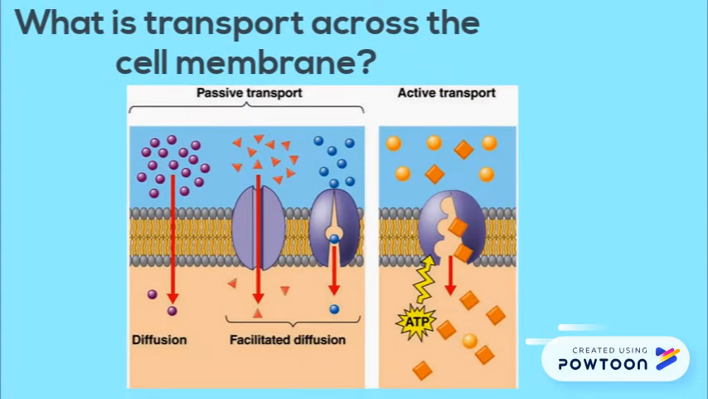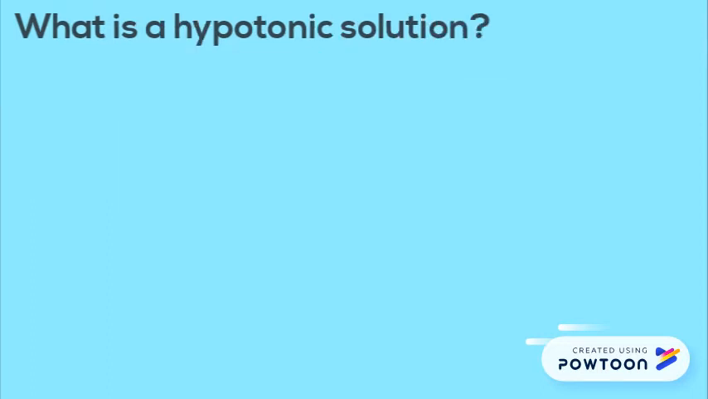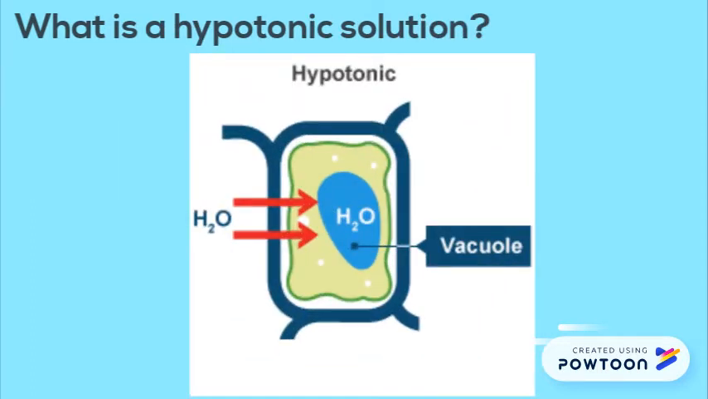Transport across the cell membrane. It is when certain molecules of different things are let into the cell through the cell membrane with the use of certain proteins or without the assistance of them. What is a hypotonic solution?